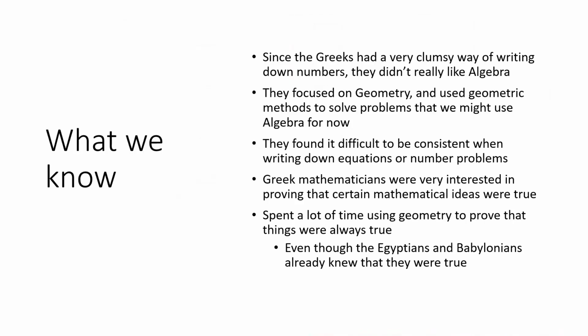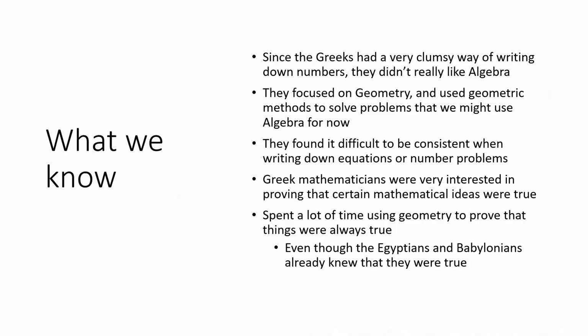Since the Greeks had a very clumsy way of writing down numbers, they didn't like computation and calculation sort of stuff like that. So they didn't like algebra, though algebra wouldn't be invented, as the name goes, until later. They focused on geometry and used geometric methods to solve problems that you have probably used algebra to do. You use algebra to complete the square. They would have used geometry. They found it difficult to be consistent when writing down equations or number problems.